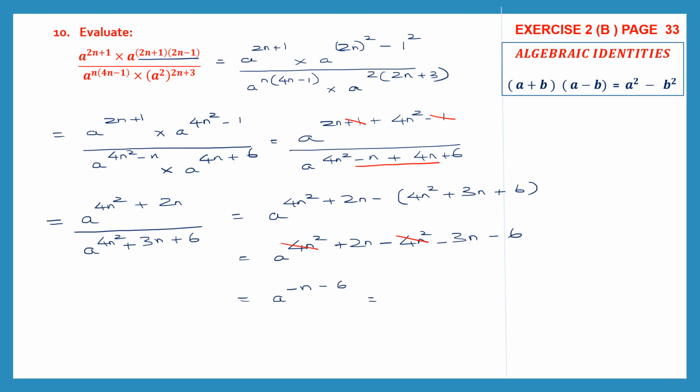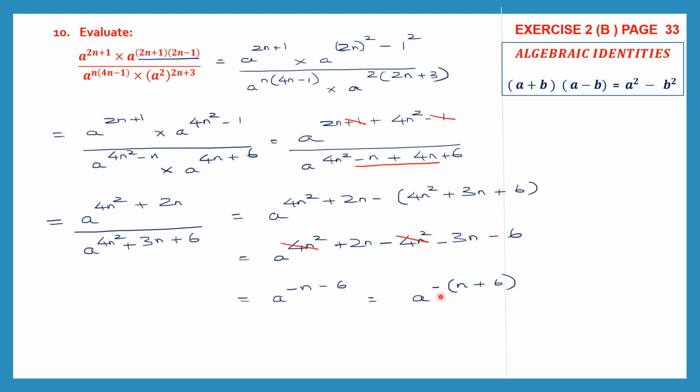Now this we can write as a to the power of minus, put only minus before the bracket and put n plus 6 inside the bracket. Now if I open the bracket, what will I get? Minus n minus 6, I'll get back the same thing. Now, why have I done this? So that I can get my answer in a positive index, positive power. So a raised to the power of minus n plus 6.